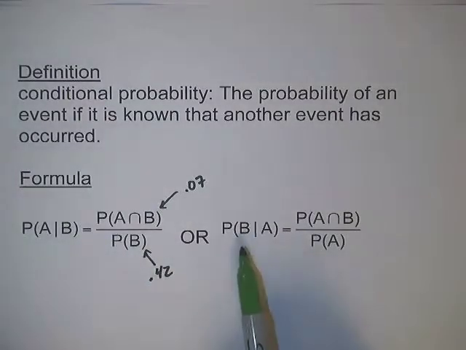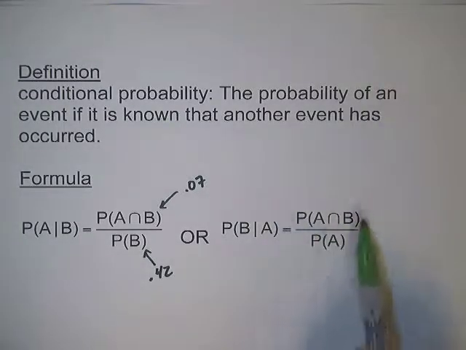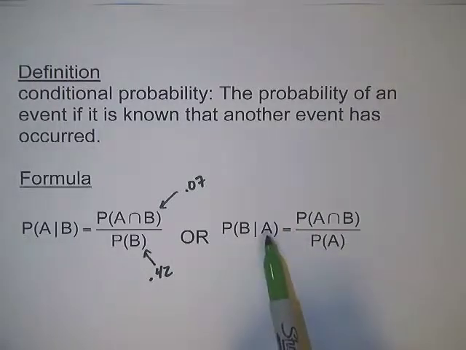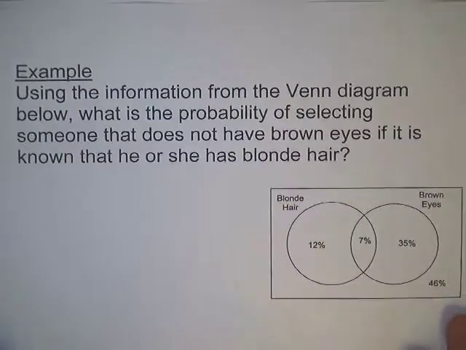Now if you switch it around, sometimes you'll have it as the probability of B given A. Notice what changes. The numerator of the fraction stays the same, but the denominator changes to the condition. So you're always dividing by the probability of the condition, of what is already known. Okay, let's do one last example now.